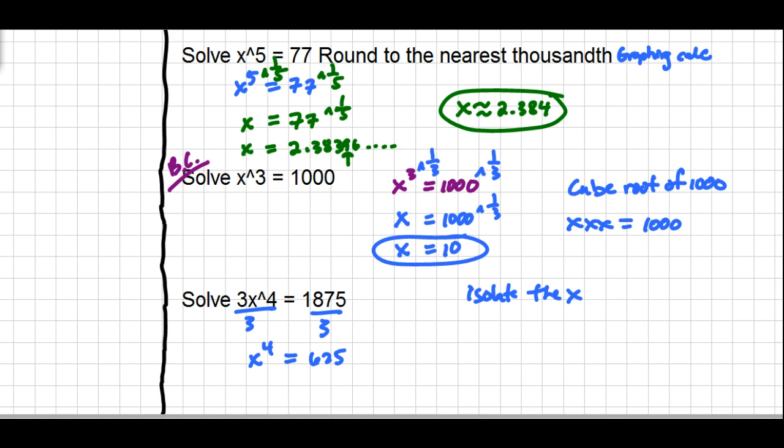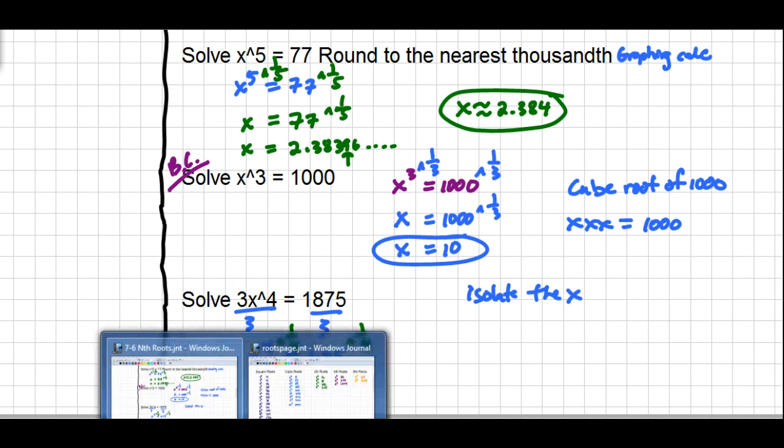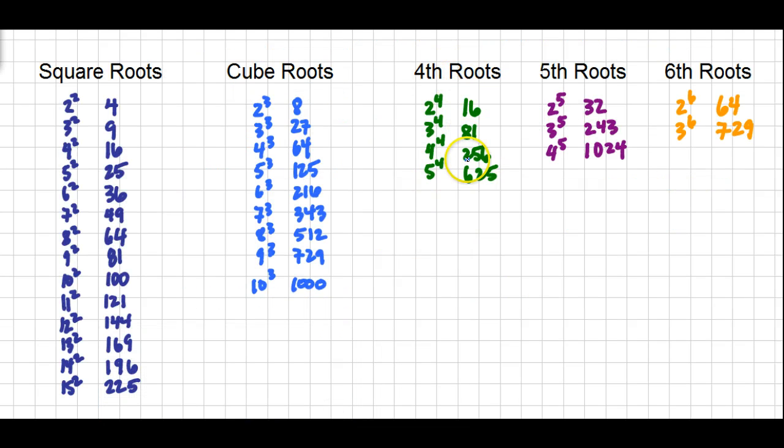625. Now we can go ahead and raise to the 1/4 power on both sides. So try not to get too excited about raising to the power first. Get rid of anything else that's next to the x before you do that. So now you'd want to utilize your roots page, and you'd want to look for 4th roots. So the 4th root of 625 is going to be the number 5.